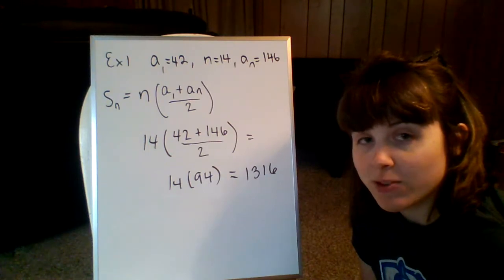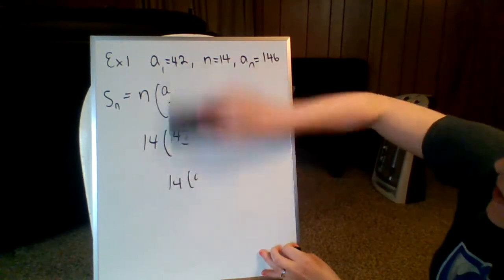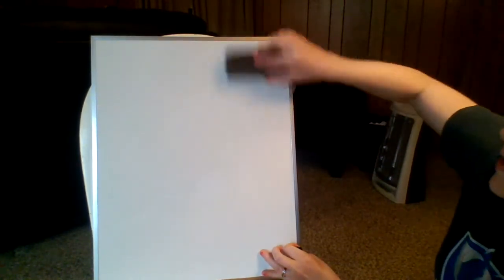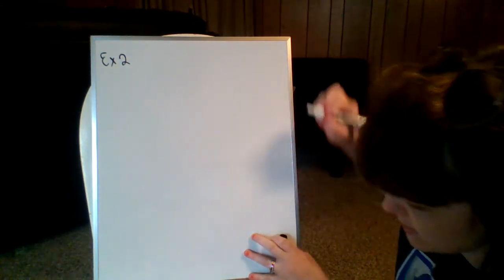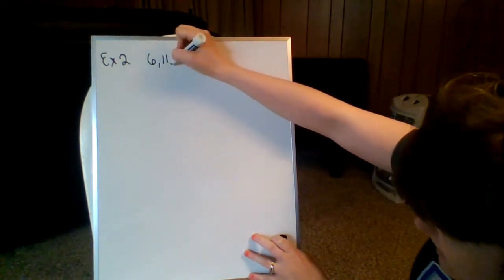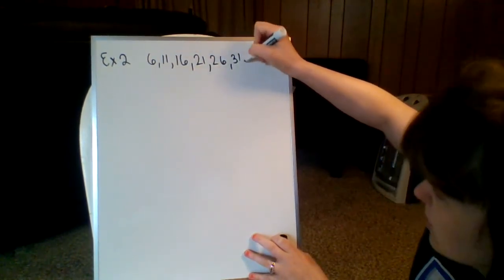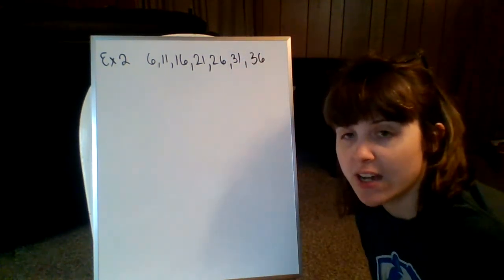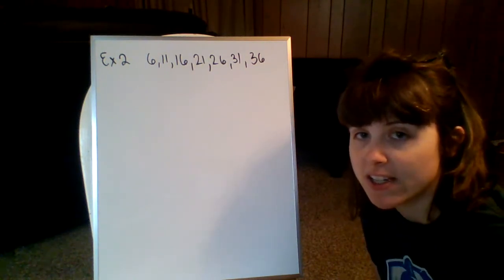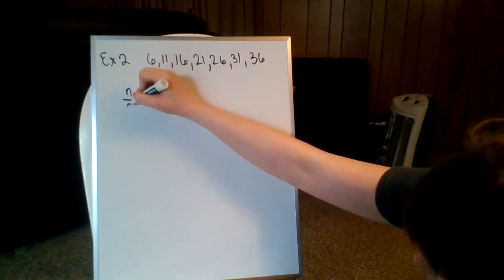So, are you ready to try example 2? Alright, let's try it. Example 2 says find the sum of the series 6, 11, 16, 21, 26, 31, 36. So our job is to figure out what's the sum if you were to add all of these together. And instead of painstakingly doing that, we're going to use our formula. And just to practice, we're going to use formula 2 this time.